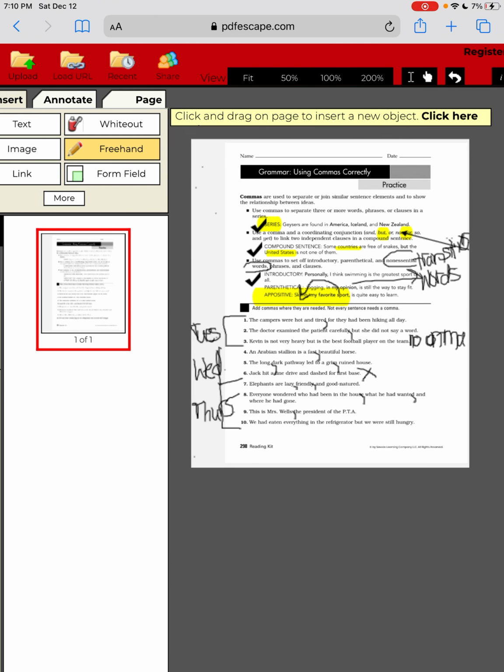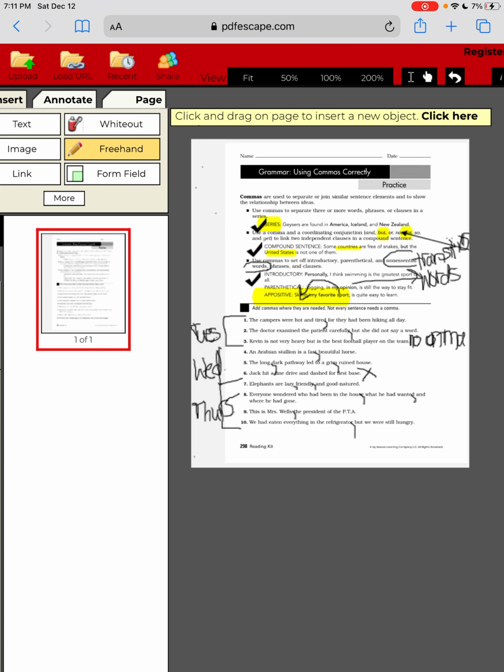Number 10. We had eaten everything in the refrigerator, but we were still hungry. Making sure it's a compound sentence because we don't put a comma before every conjunction, just if it's a compound sentence. We have to make sure we have two independent clauses. So we do have two subjects. We had eaten, so we have a subject and a verb. And the other side of the sentence, we have we were. We have we, the subject, and a linking verb, were. So our conjunction, but, has a comma before it.